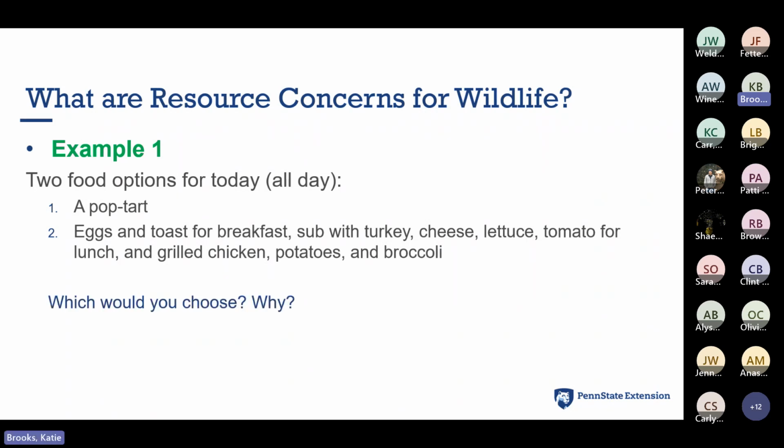Which would you choose? I think most people are going to choose that second one. That's a fully rounded meal. Going to keep you full for the whole day, hopefully. Lots of different options in there, and which would benefit you more.